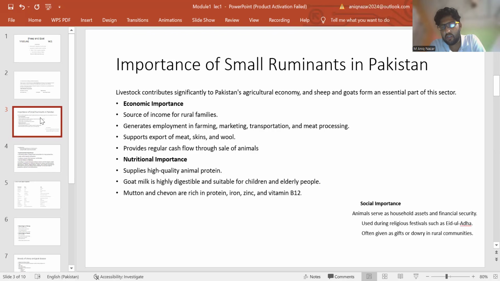Next is social importance. Socially, these animals are household assets and provide financial security. It is mostly on Eid ul Azha that Muslims slaughter sheep and goats for the religious festival. Similarly, in rural communities, gifts or dowry are made in the form of sheep and goats.